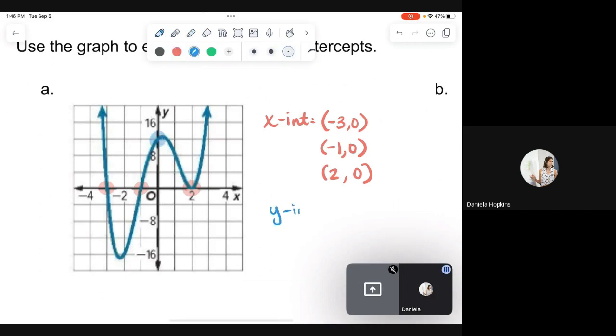For my y-intercept, what is my y-intercept there? 12. Nice. How do you know it's 12? I thought it was 3. Because it says 8 and 16, and in between 8, the direct middle of 8 and 16 is 12. Yeah, so just pay attention, be mindful of what your axes are counting by.